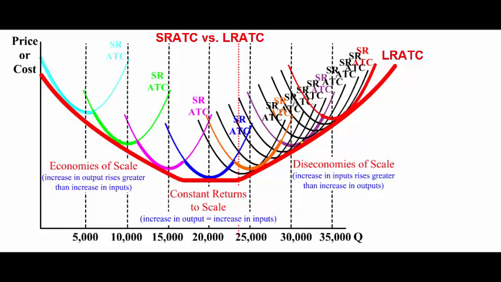And diseconomies of scale is when there are increases in inputs which rise greater than the increases in outputs. In other words, bureaucracy starts to set in, paper flow starts to set in, and the factory becomes less efficient. And so this is called diseconomies of scale.